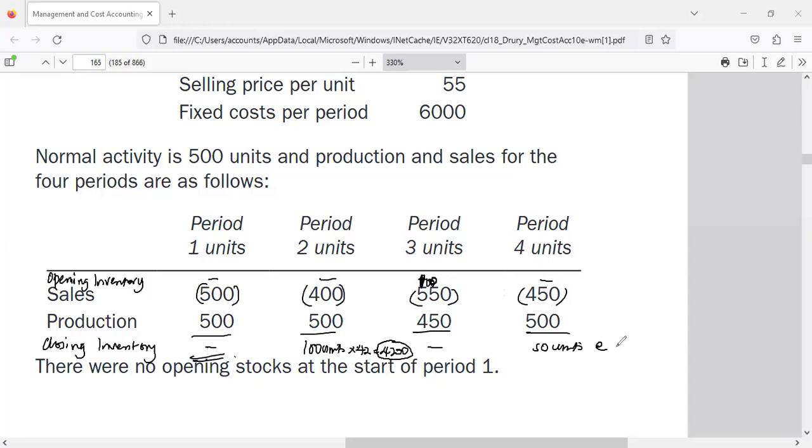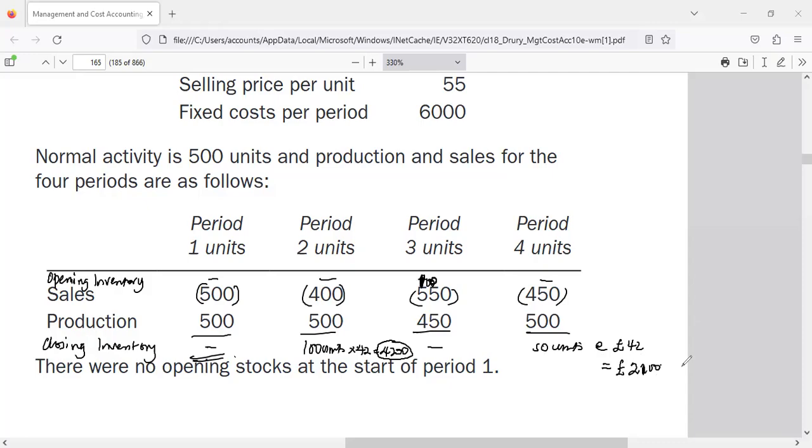And you have to value each unit at 42 pounds, giving us how much? What is 50 times 42? Is it 2000? 2000 what? 50 times 40. That is 2100. So your closing inventory here, 2100. So closing inventory in period 2 is 4200, then period 4 is 2100. In the other periods, you don't have closing inventory.